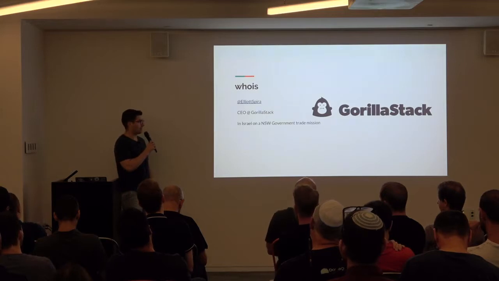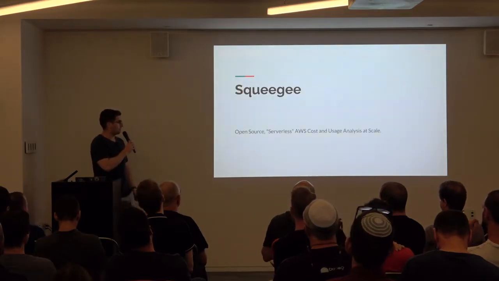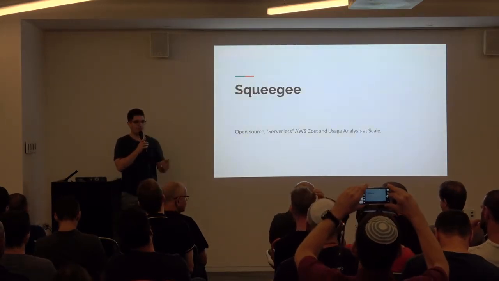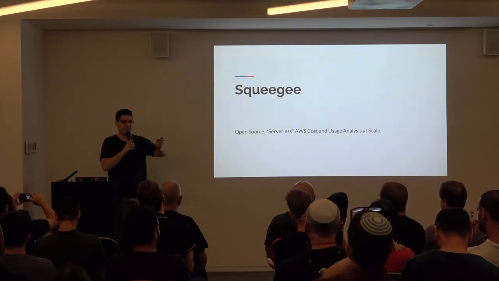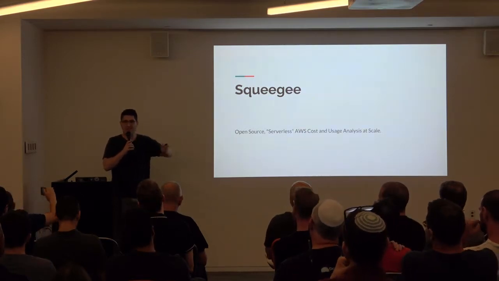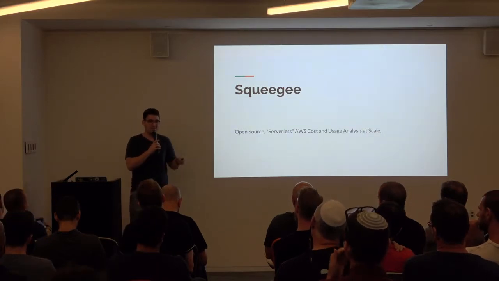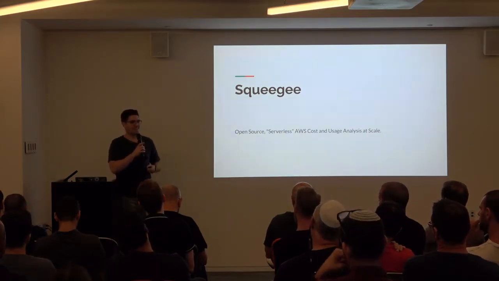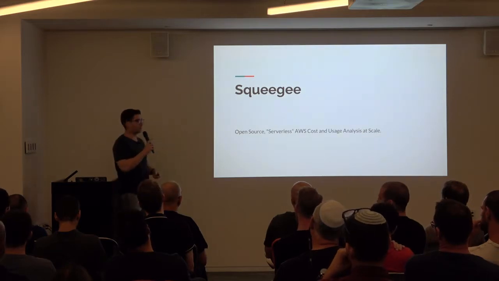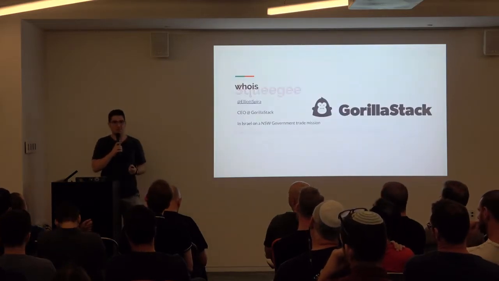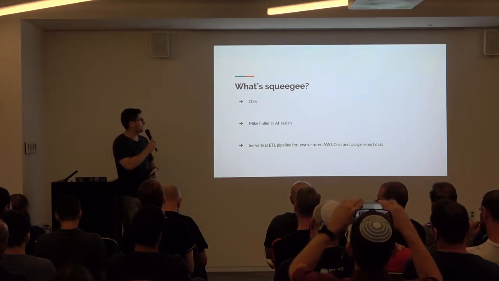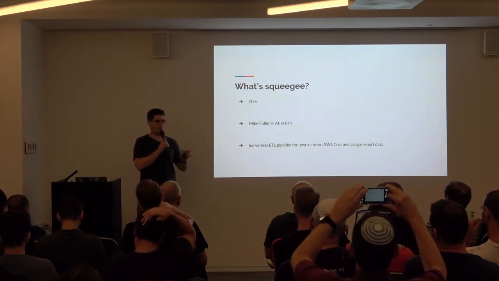So I decided that I'd come and speak about Squeegee. In English, Squeegee is the special rubber. It's the rubber window cleaner, when you stop at an intersection and someone cleans your window. I don't know whether people do that here, but that's a squeegee. So Squeegee is a cool tool. It's open source, so you can all check it out.